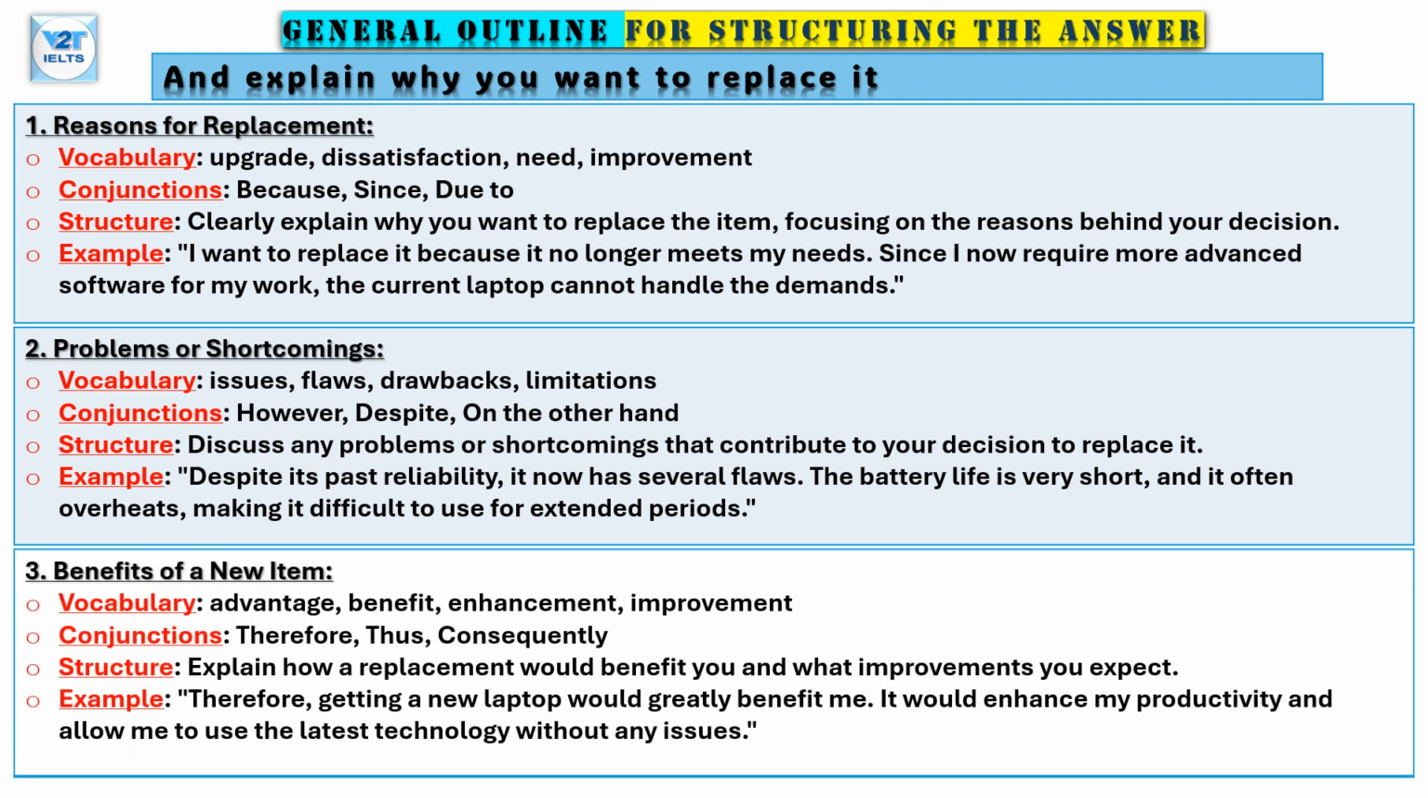3. Benefits of a new item. Vocabulary: advantage, benefit, enhancement, improvement. Conjunctions: therefore, thus, consequently. Structure: explain how a replacement would benefit you and what improvements you expect. Example: therefore, getting a new laptop would greatly benefit me. It would enhance my productivity and allow me to use the latest technology without any issues.